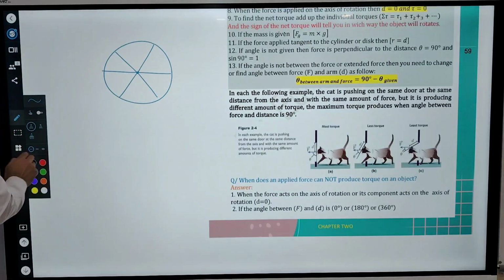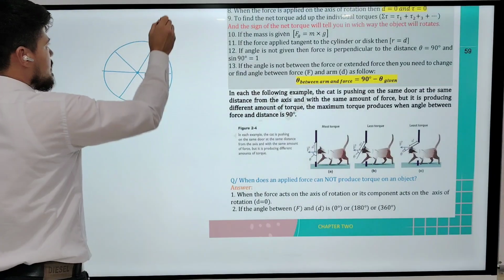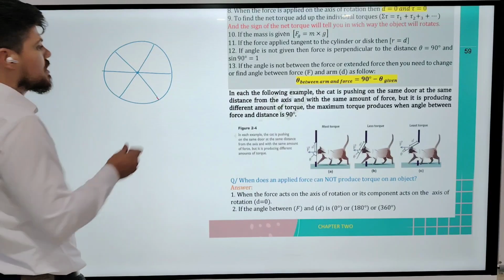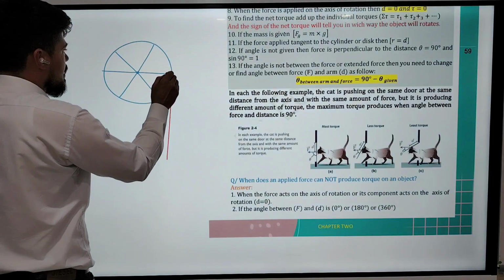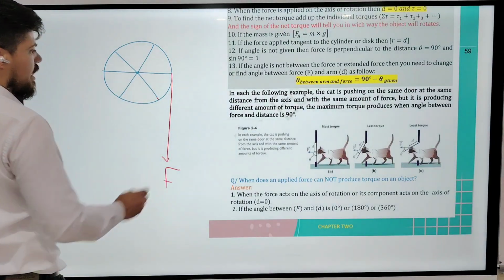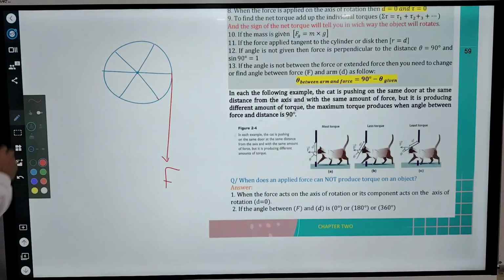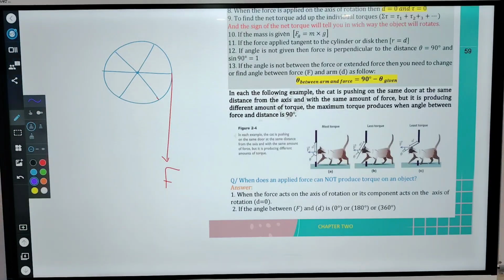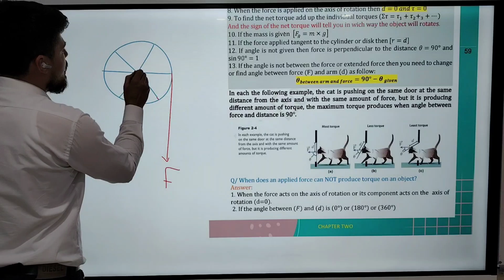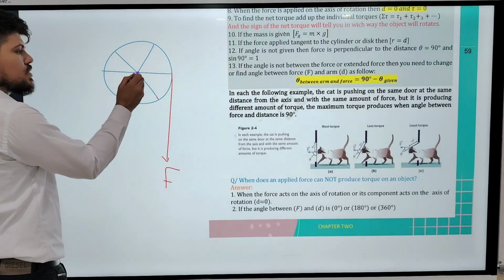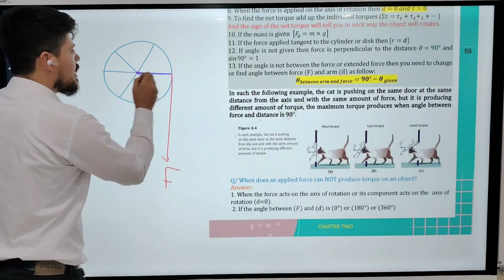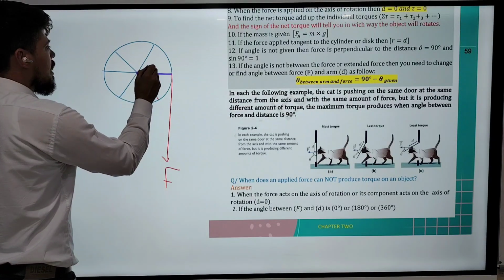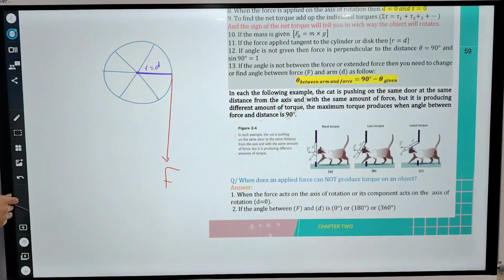Okay. So in that case, when the force is applied tangent to the bicycle tire or cylinder or disc or merry-go-round, for example, this is the force. Okay. Where is the distance? The distance in that case, for the cylinder, disc, bicycle tire, ring, merry-go-round, you have to count from the axis of rotation, which is this point, to the edge of the ring. Okay, so in that case, this is R, and also this is D.